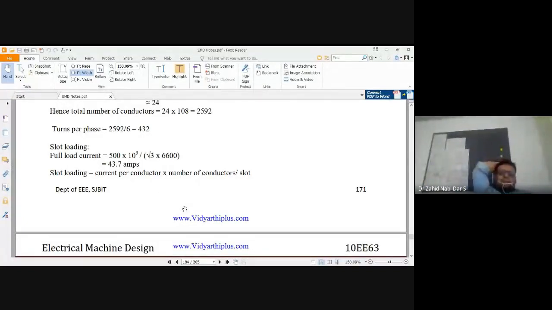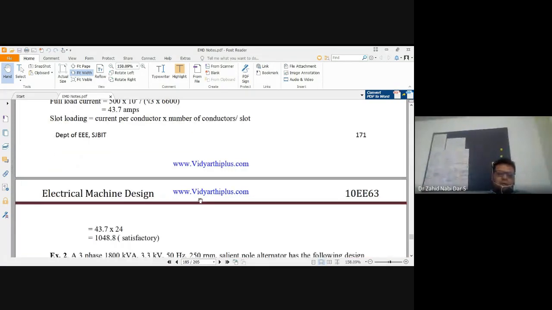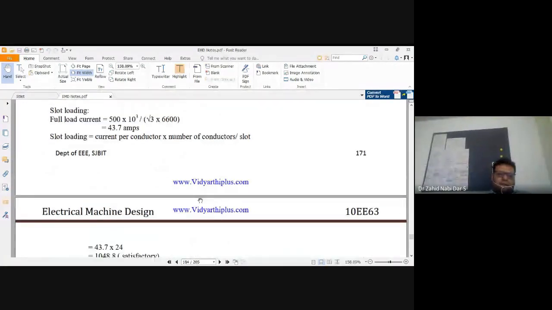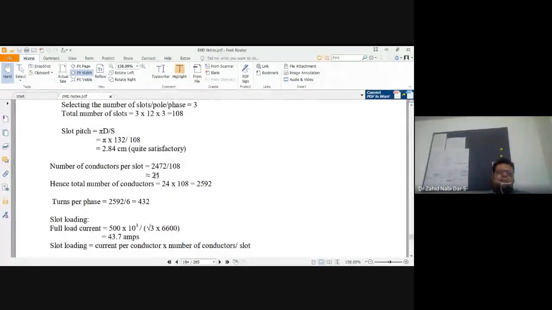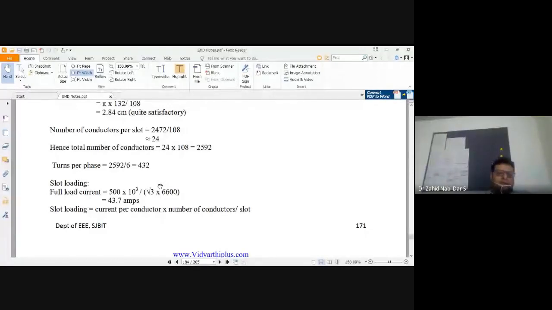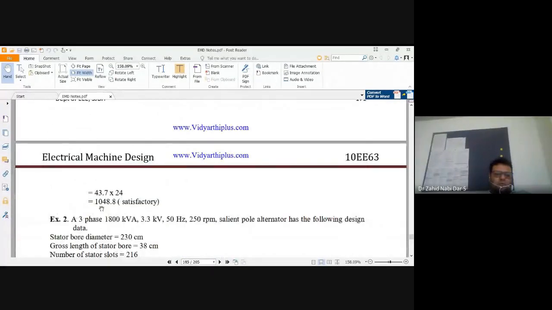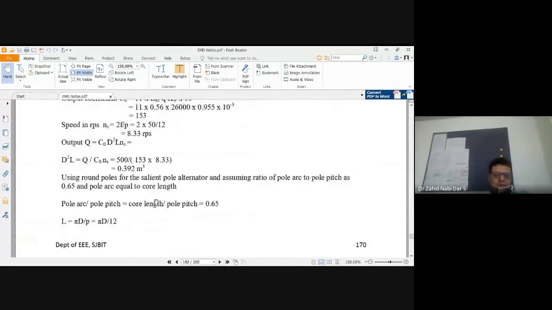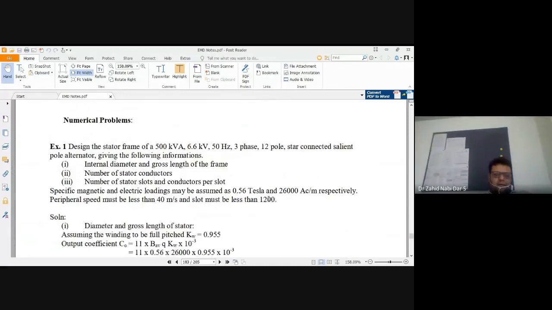Now you have to load this current. Loading this current would be how much current per conductor you are getting, that is 43.7 amperes, and the number of conductors per slot, which you have calculated to be 24. So the current loading would be this, which is 1048.8. What we had to achieve in the problem is that it should be less than 1200.